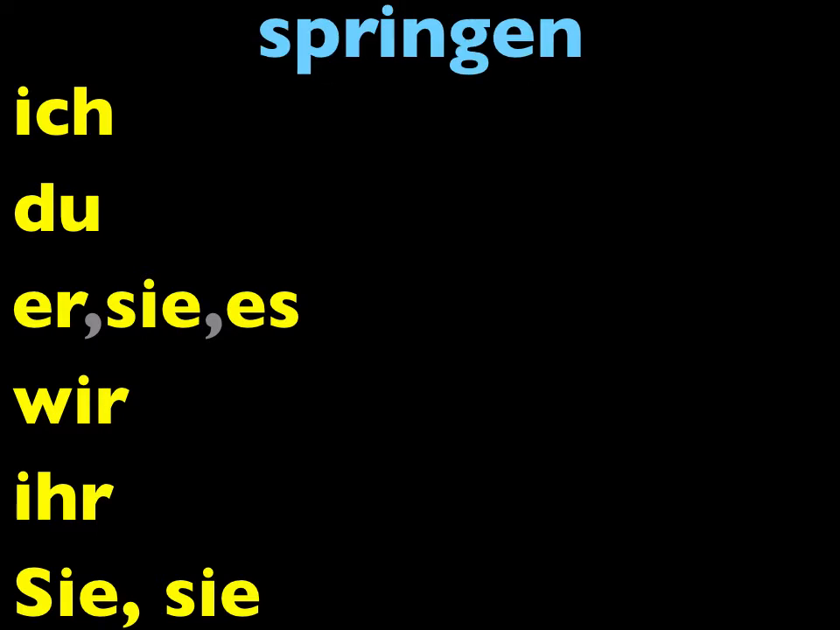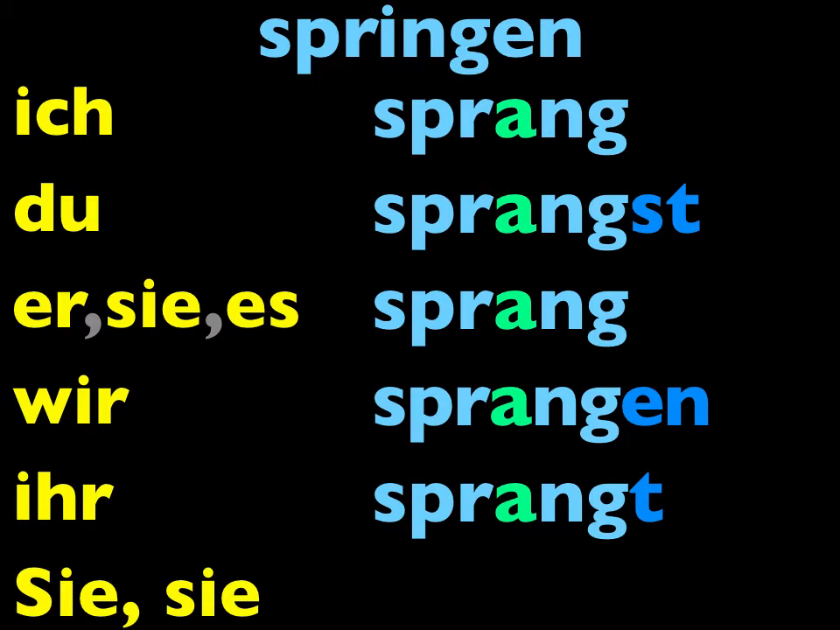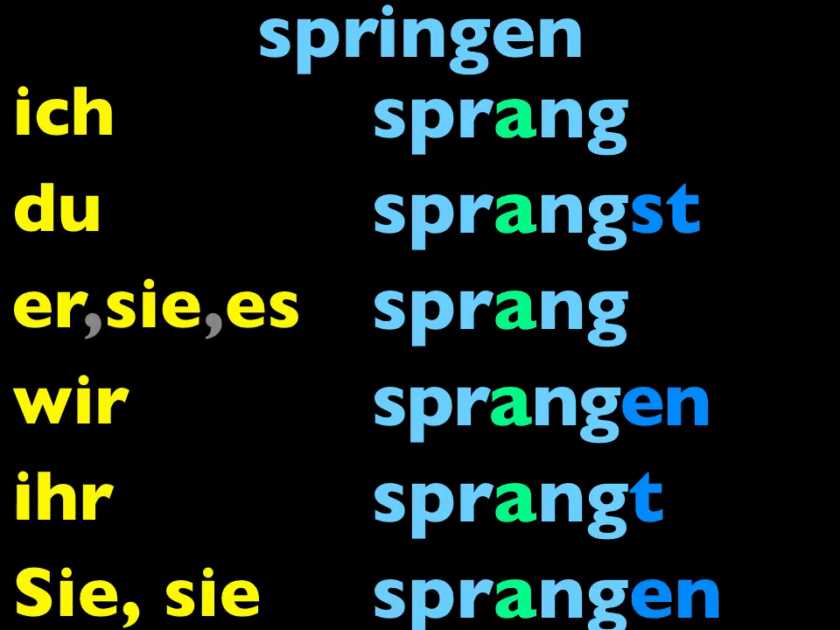Well, in English, jump doesn't change. It just jumped. But if you change it to, because this also means to spring, and in the past tense, it'd be I sprang into action, for example. So the vowel changed to an A. Repeat after me. Ich sprang. Du sprangst. Sprang. Wir sprangen. Ihr sprangt. Sie sprangen. Good.